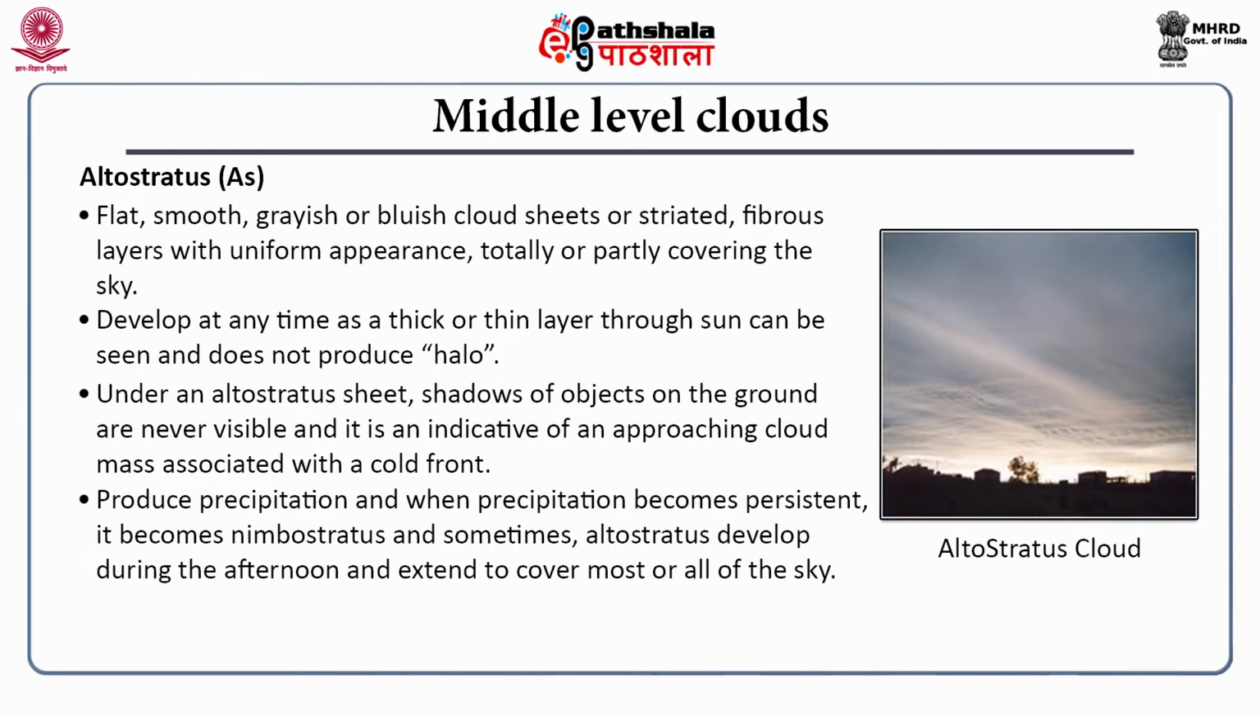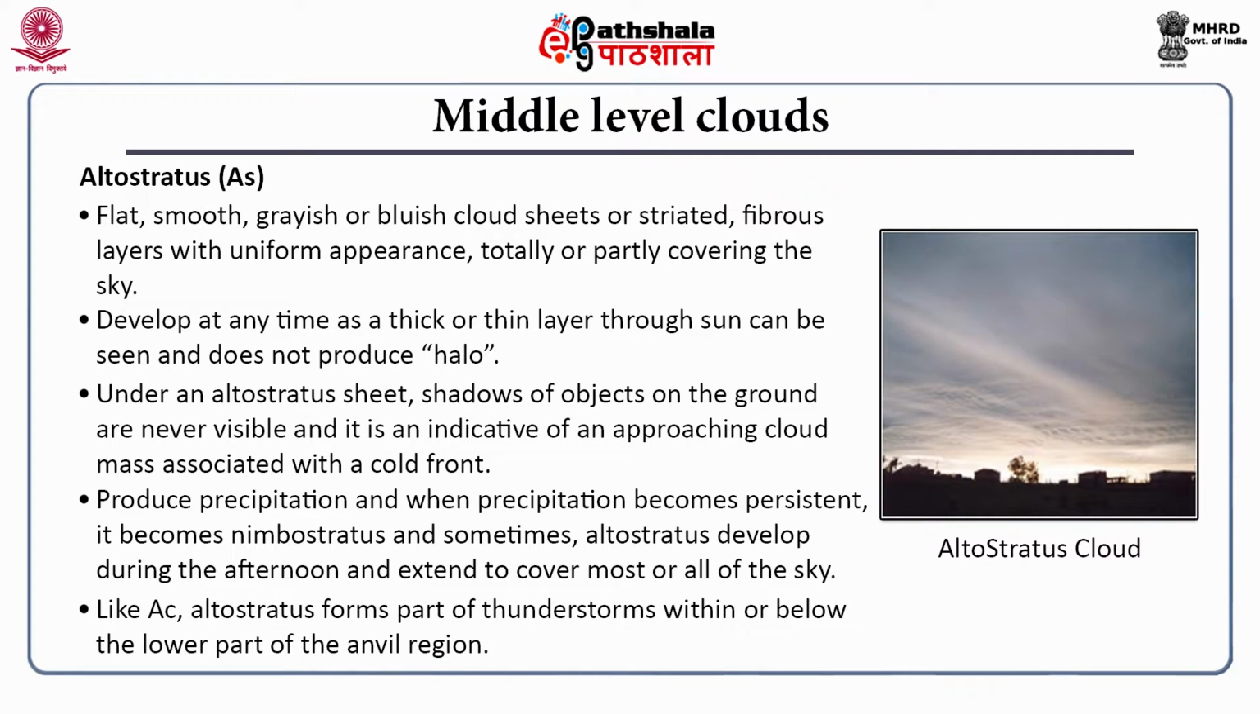It produces precipitation, and when precipitation becomes persistent, it becomes nimbostratus. Sometimes altostratus develops during the afternoon and extends to cover most or all of the sky. Altostratus forms part of thunderstorms within or below the lower part of the anvil region.